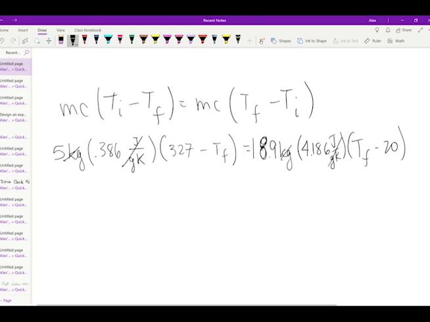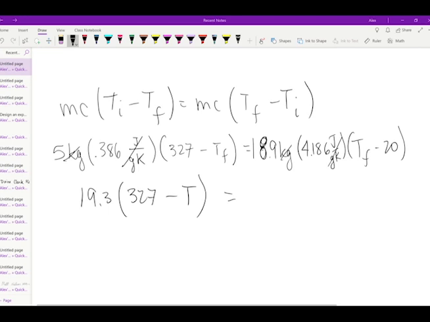So here we go. This is one time when it's not easier to solve it algebraically before you plug in numbers. So I'm just going to start doing 5 times 0.386, which is 1.93. So we get 1.93 times (327 minus T). I don't need to say T final anymore because I don't have any other T's. Okay, then 18.9 times 4.186. So we get 79.1.